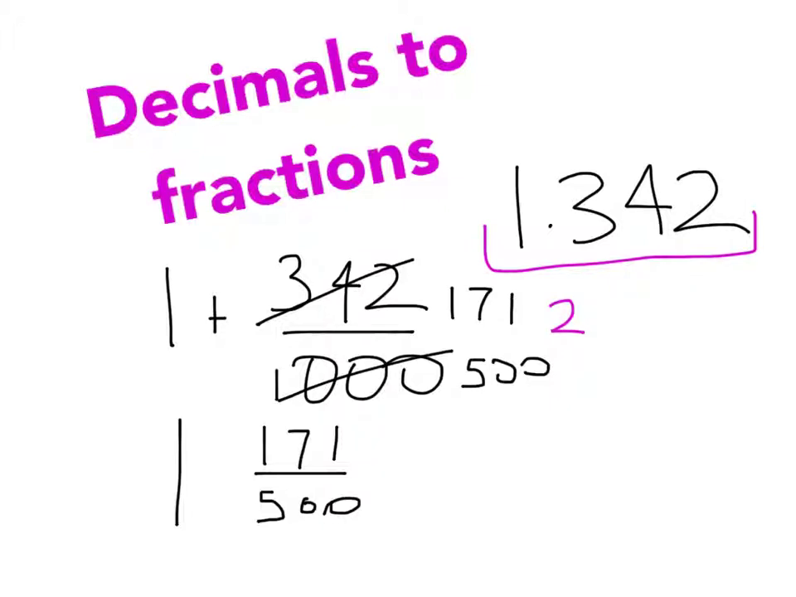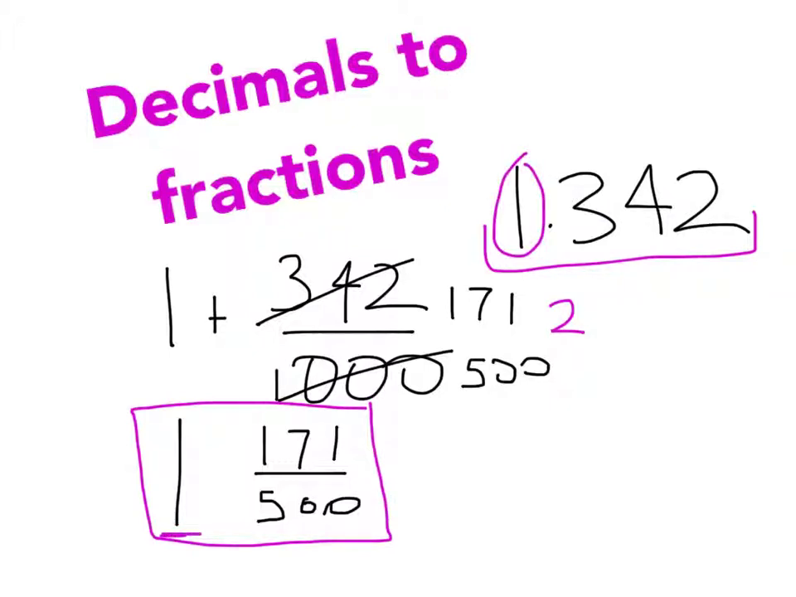So my answer is actually a mixed numeral, because I've already established there's one whole, which I've seen here, and a fraction, which is that there. And that's it, guys. That's converting decimals to fractions and fractions to decimals.